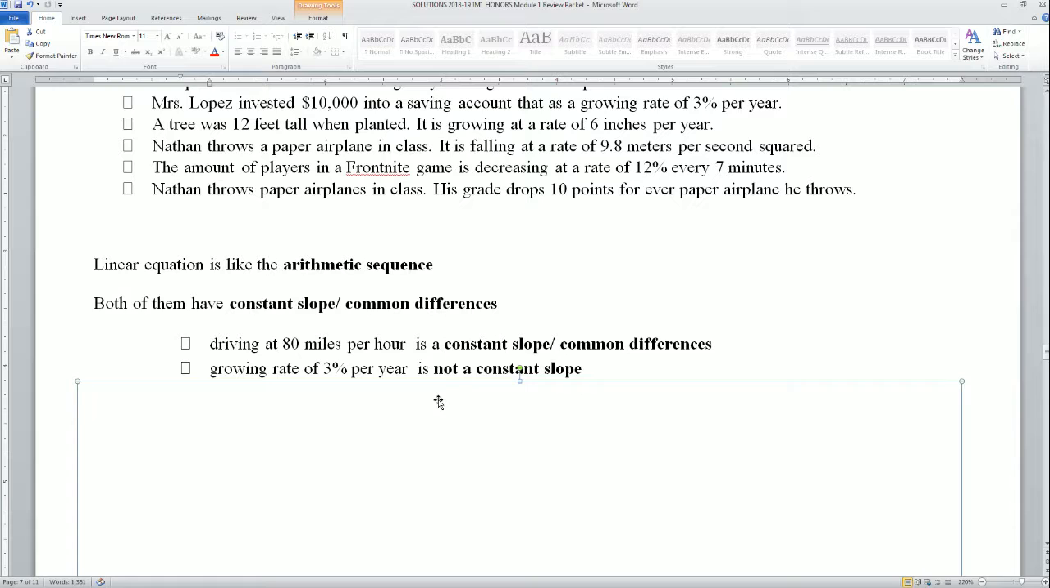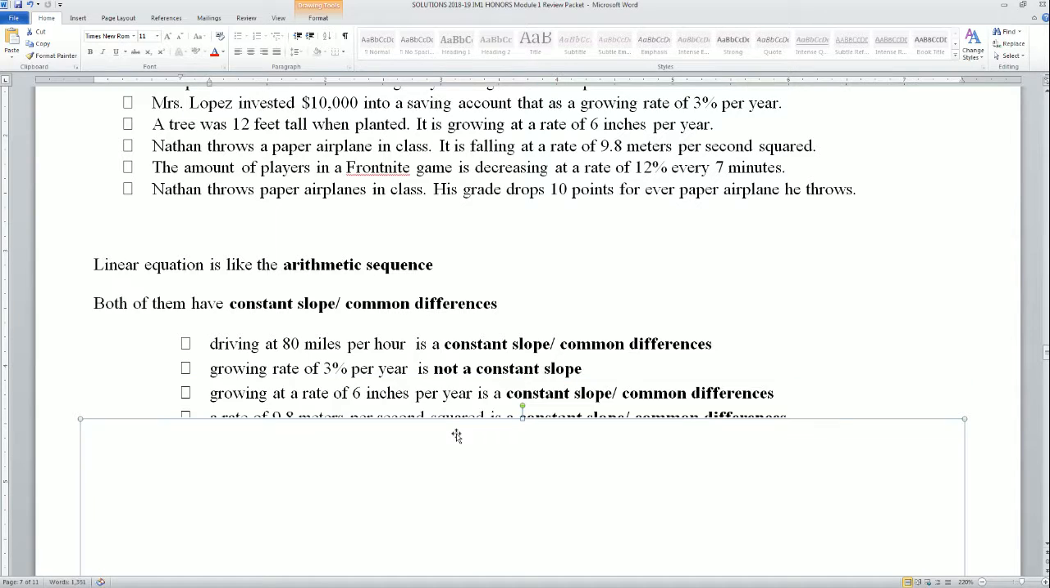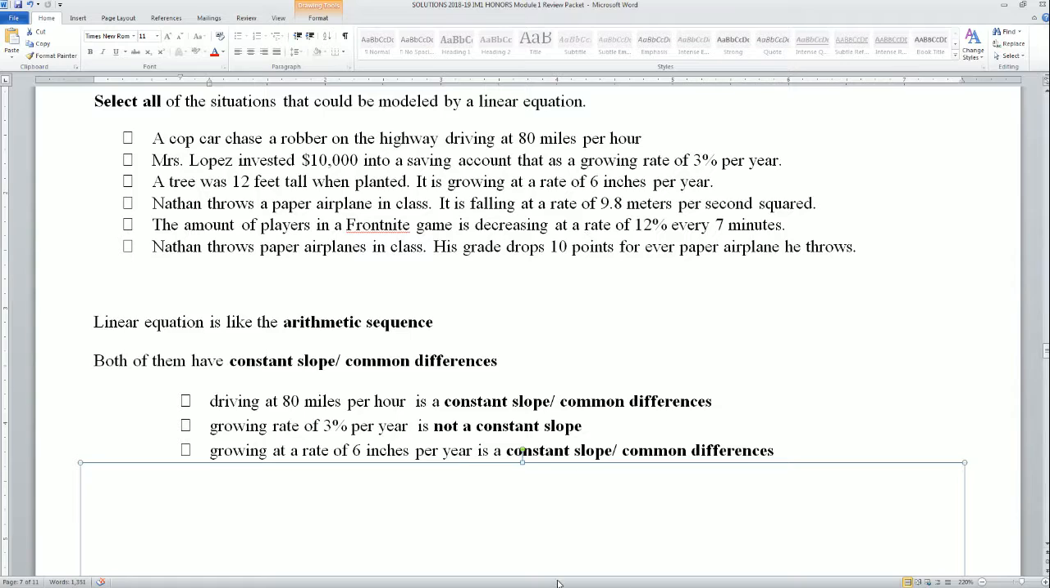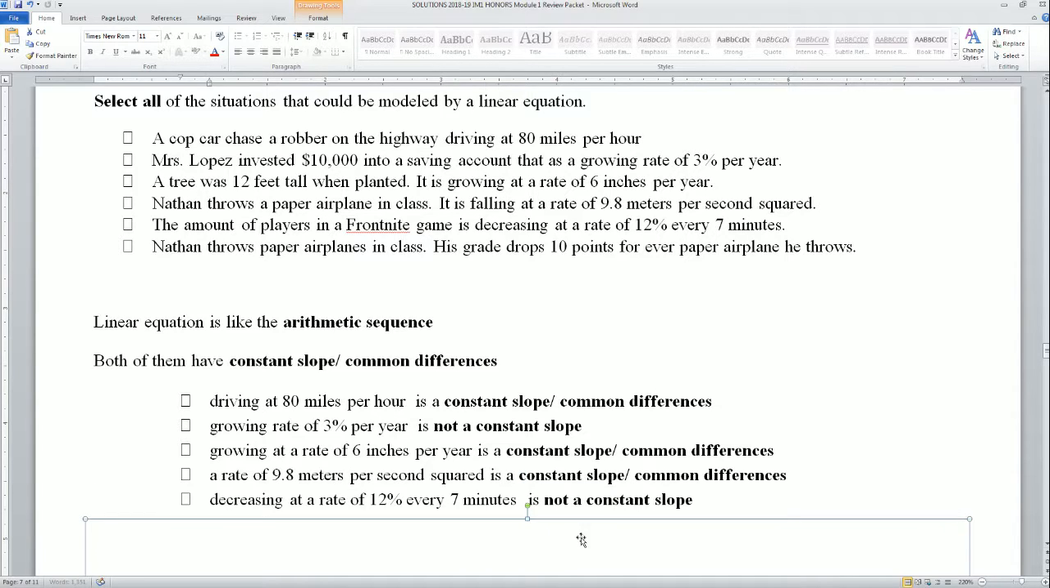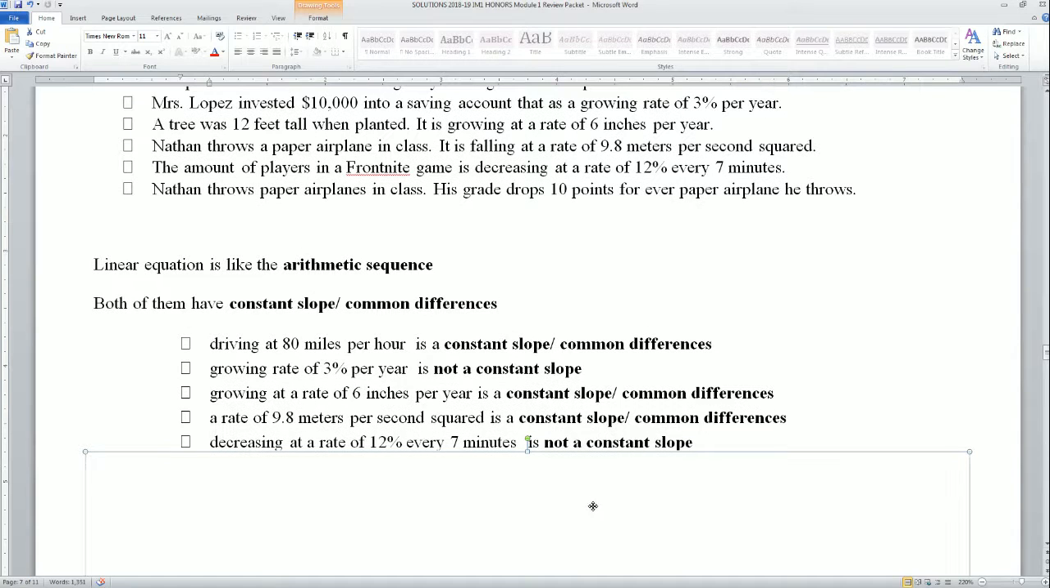Growth at 3% per year is not a constant slope, so that is wrong. So that is not a linear equation. Next, the tree grows 6 inches per year. Per year, which is a constant slope, so we could say that is a linear equation. A rate of 9.8 meters per second, which is acceleration, is also a constant slope. Decrease at 12% every 7 minutes. Again, that is a percentage, so that is not a constant slope.